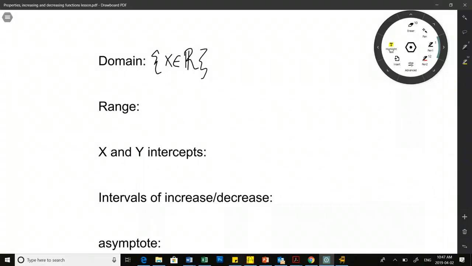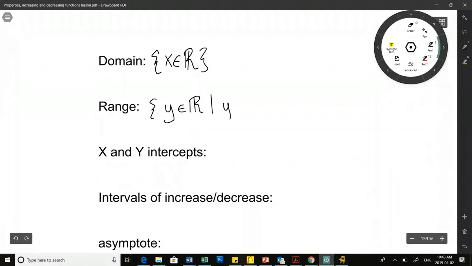Okay, range is changing based on what is going on with our function. So can somebody create an expression for range for us for this one? Derek? Okay, so we'll say y is an element of real numbers such that y must be less than 0. So it doesn't touch 0, but it's all the negative values below that. So it must be smaller than 0.